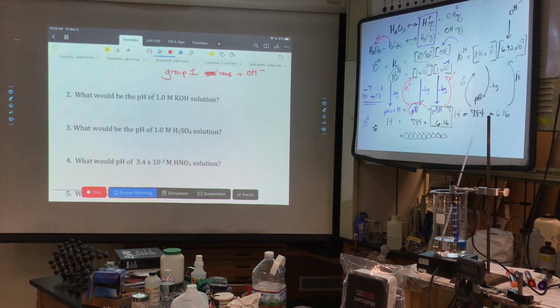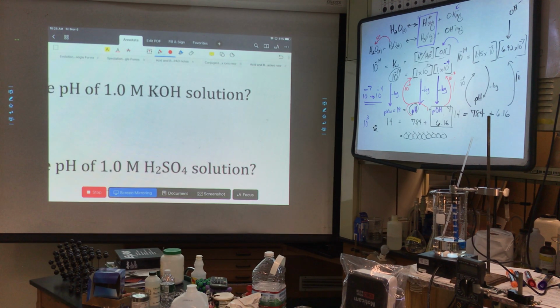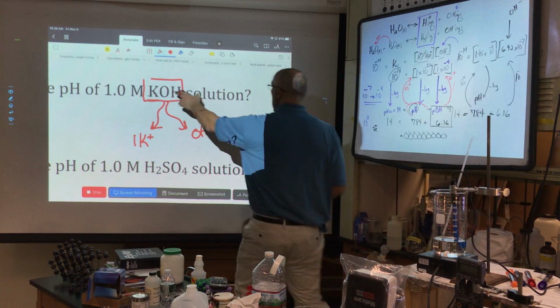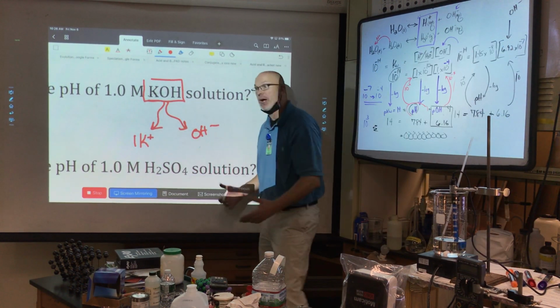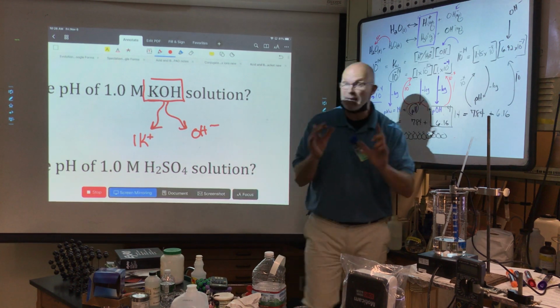Okay, now look at this. What would be the pH of a 1 molar KOH solution? Because it's a strong base and it completely dissociates, every one of these is going to break apart into 1 K plus that we don't care about. It just spectates. And into one hydroxide. So if every one of these becomes a hydroxide, isn't this the concentration of the hydroxide? Yes, that's the key.